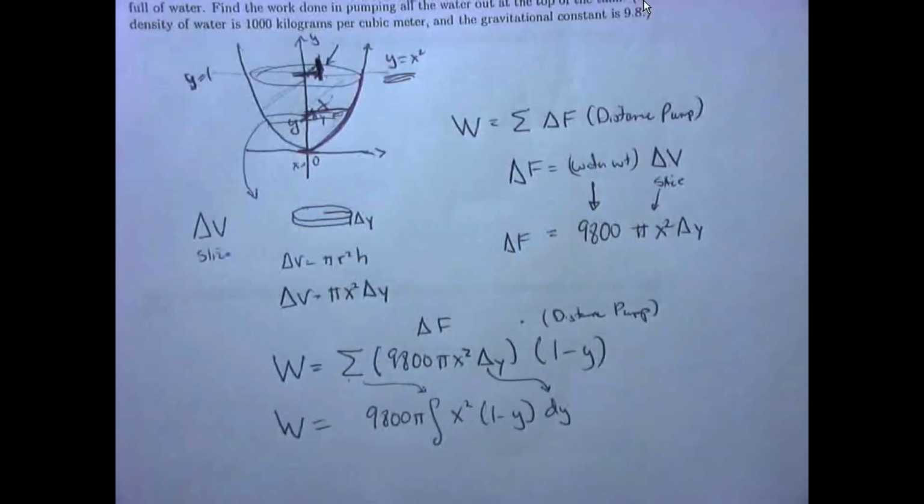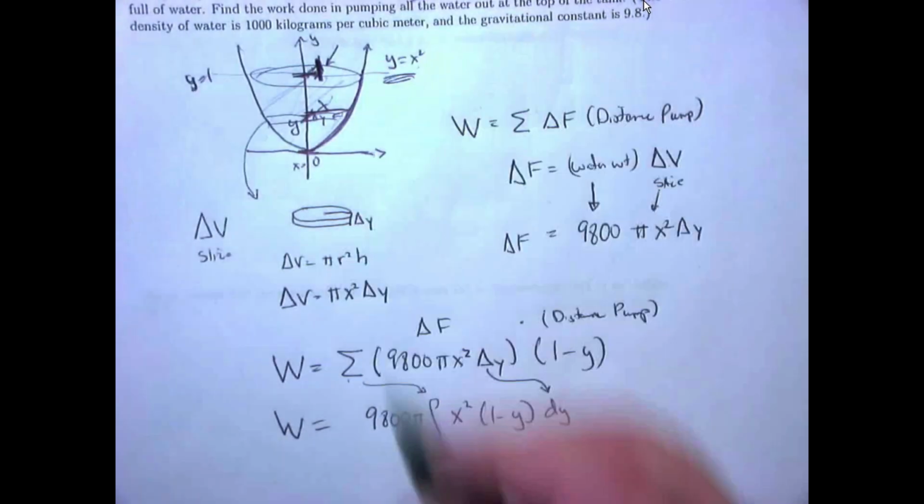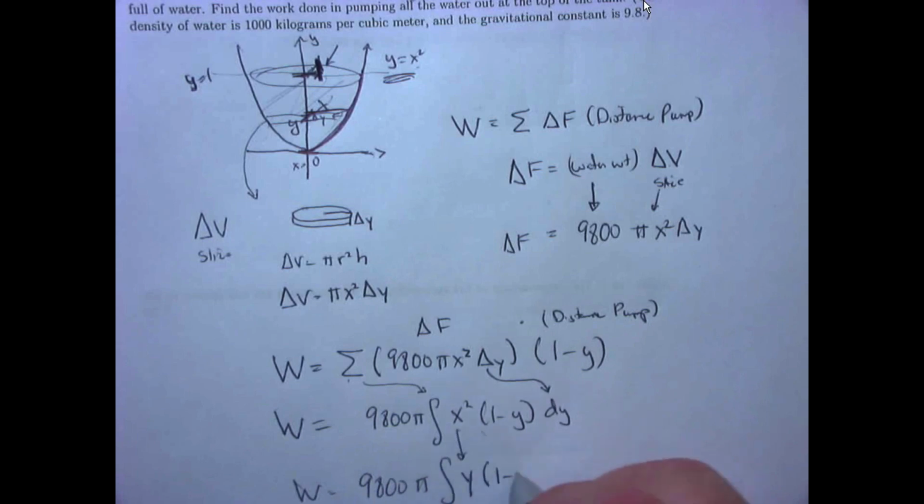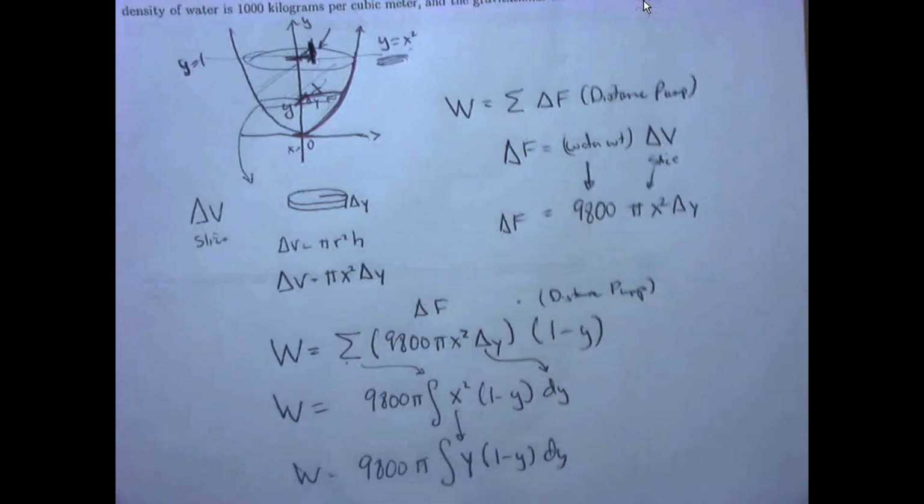This is why they gave you the equation of the edge of the tank. X squared is equal to what? Y. So because y equals x squared, I get to replace it. So work is equal to 9,800 pi times the integral of y, replacing it, with 1 minus y dy.